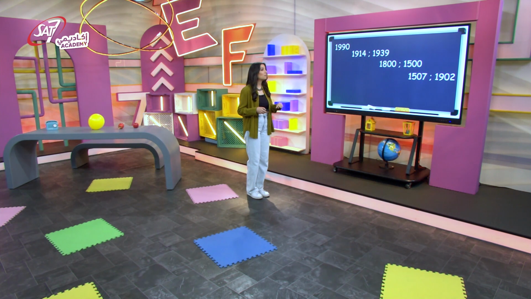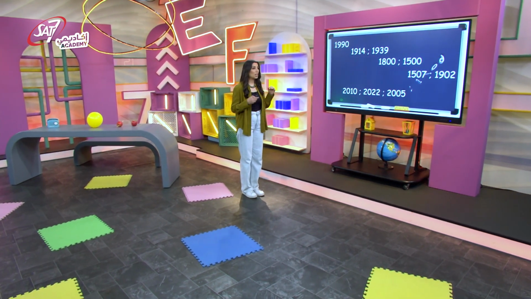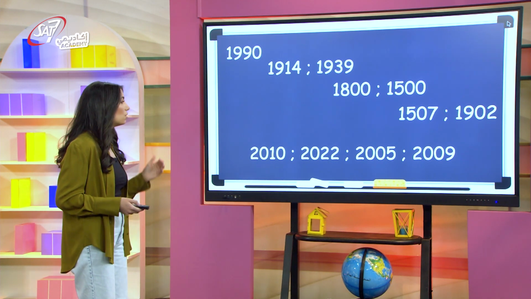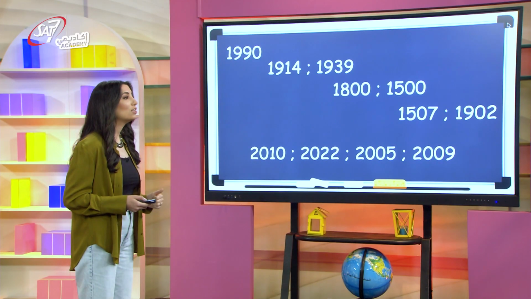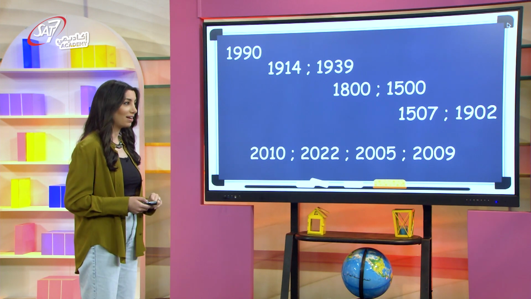These apply to all years before the year 2000. In this millennium, we may read numbers in two different ways. We either read it in thousands normally, two thousand ten, two thousand twenty-two, two thousand five, two thousand nine. Or we divide them into two sections, twenty ten, twenty twenty-two, twenty O five, and twenty O nine.